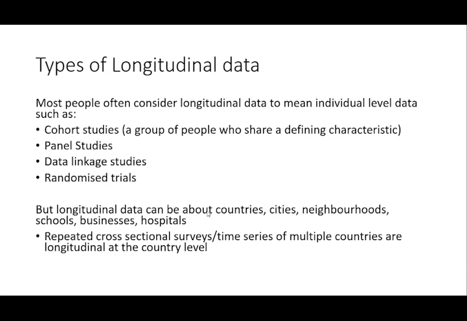Mostly, if you hear the phrase longitudinal data, people are most likely considering individual level data. So things like cohort studies, and a cohort study is when you take a sample of a group of people who share a defining characteristic. The most common ones are birth cohorts. There are several in the UK where you follow individuals over time from early years, and maybe you sample them when they're born, in the first few months, after 2 years, after 5 years, after 10 years, after 18 years, and these can be either prospective or retrospective.